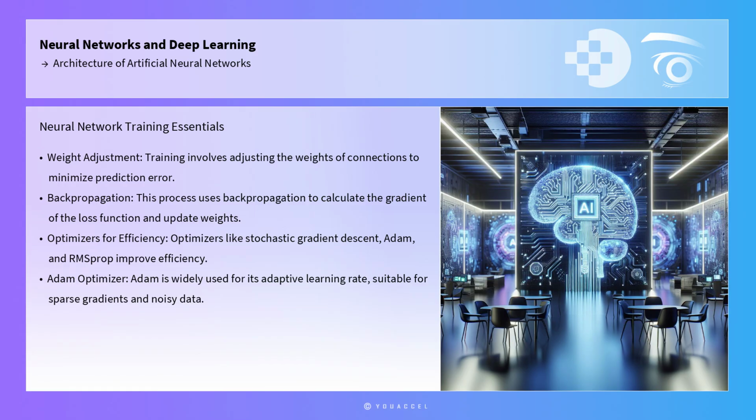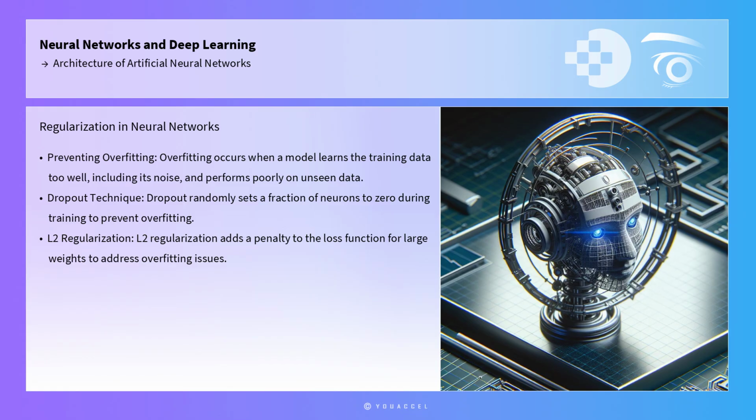and noisy data. The architecture of a neural network also includes the consideration of regularization techniques to prevent overfitting. Overfitting occurs when a model learns the training data too well, including its noise, and performs poorly on unseen data. Techniques such as dropout, which randomly sets a fraction of neurons to 0 during training, and L2 regularization, which adds a penalty to the loss function for large weights, are commonly employed to address this issue.